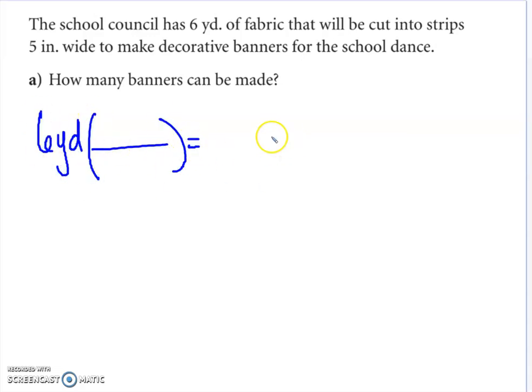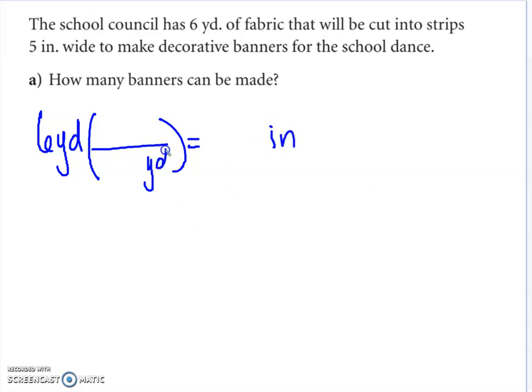Now we'll look at doing some applications. So the Students' Council has 6 yards of fabric that will be cut into 5-inch strips to make decorative banners. How many banners can be made? So the first goal is these are not in the same unit. So we need to convert either one into yards or this into inches. So I'm going to change 6 yards into inches.